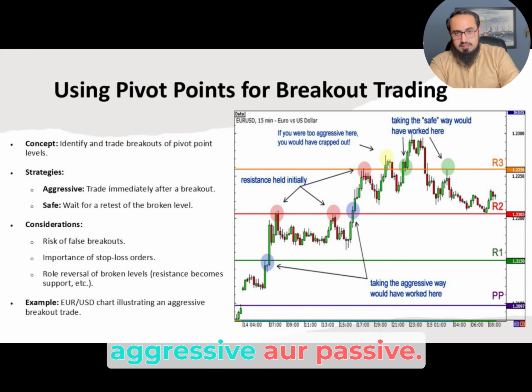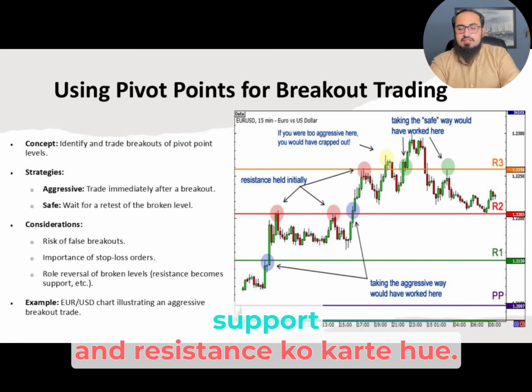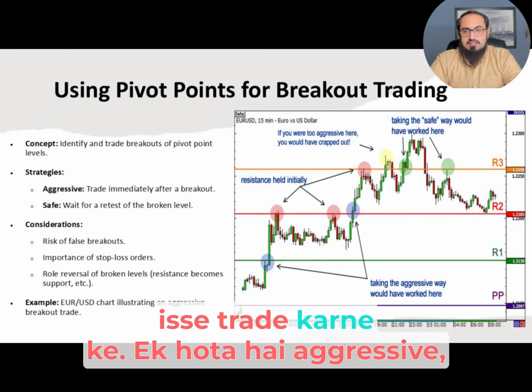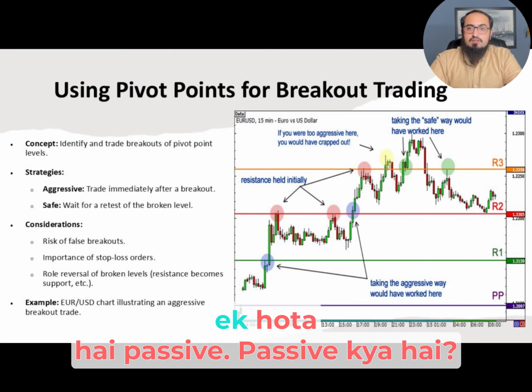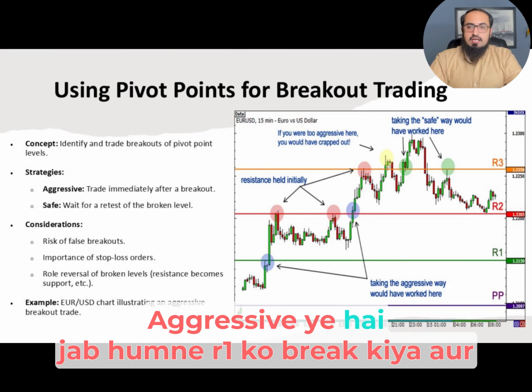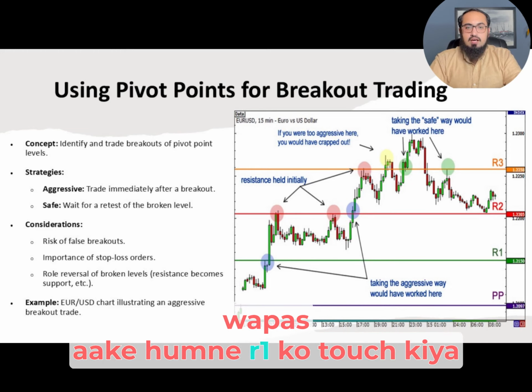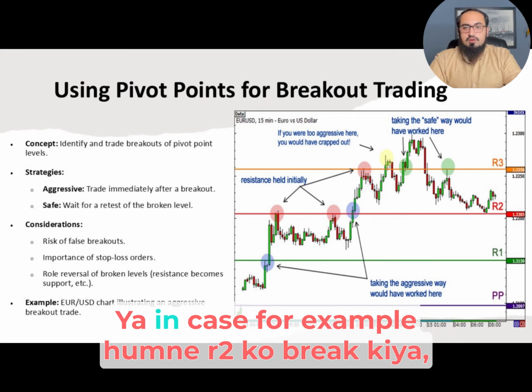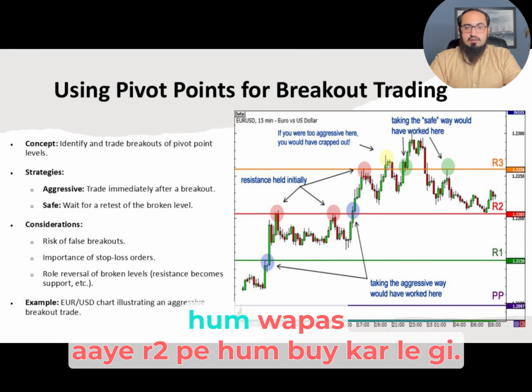There are two ways to trade with them, aggressive and passive, which we discussed earlier while trading previous support and resistance. One is aggressive, one is passive. Passive is when we broke R1 and then came back and touched R1, and we were buying from there. Or for example, we broke R3, we came back and will buy at R3.